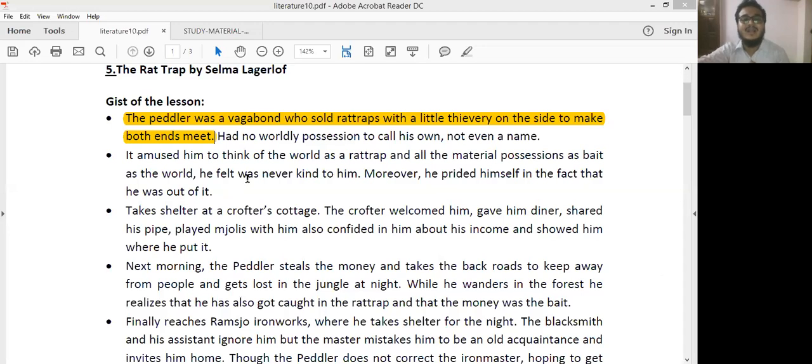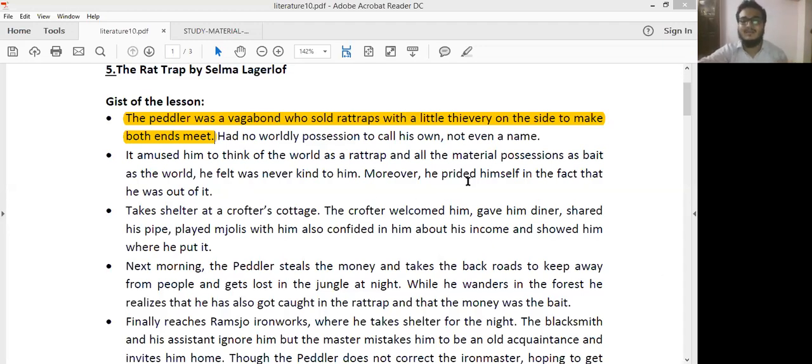He felt the world was never kind to him, means no one is kind towards him. No one is showing affection towards him. No one is showing love towards him. Okay, so that is what the lines are talking about here.